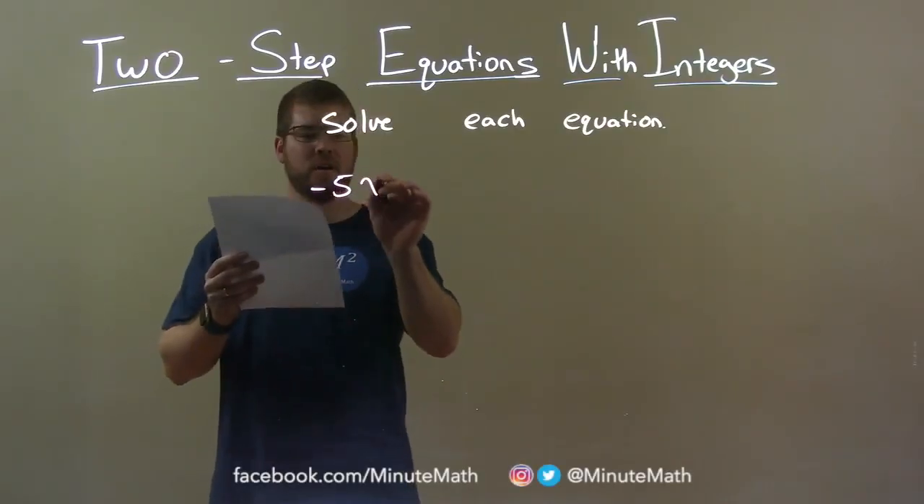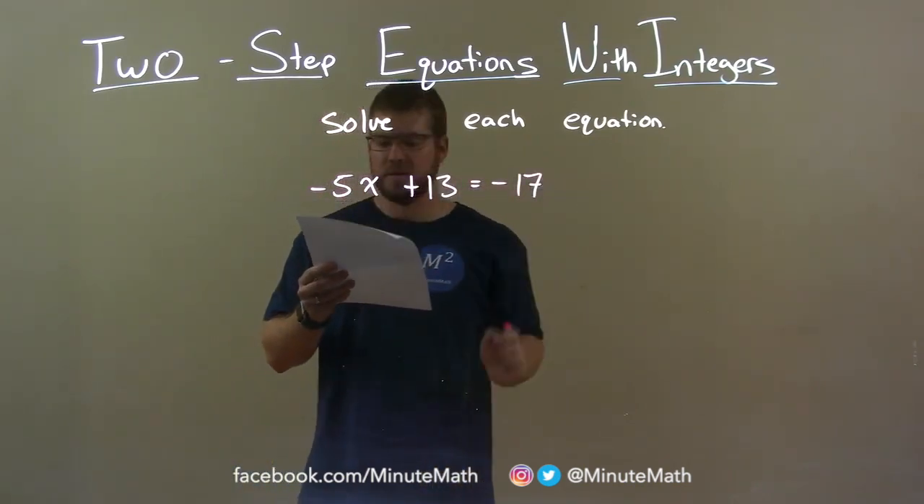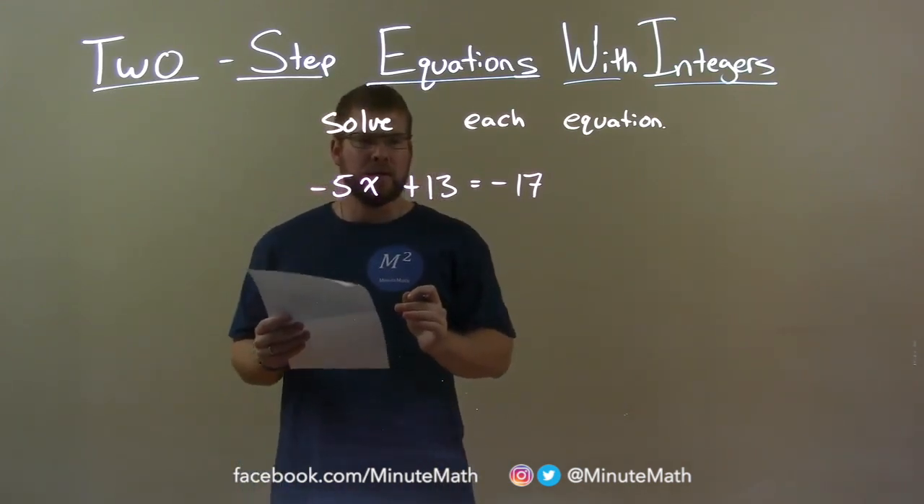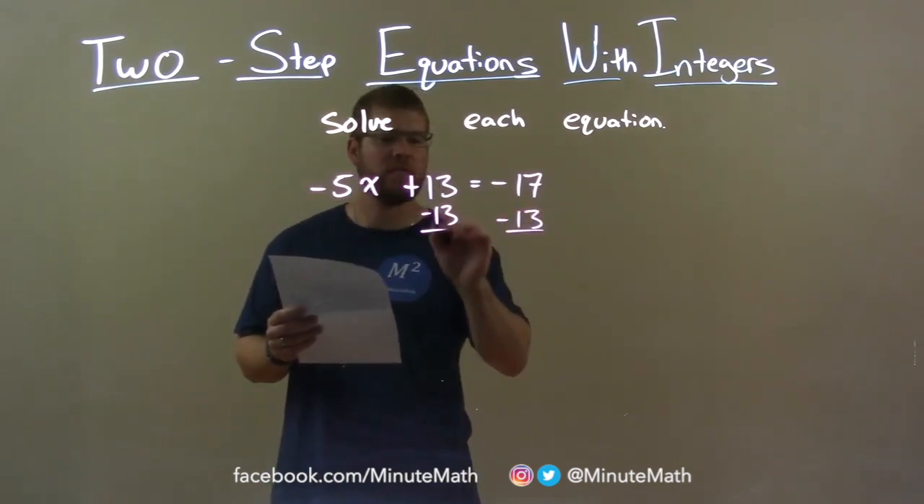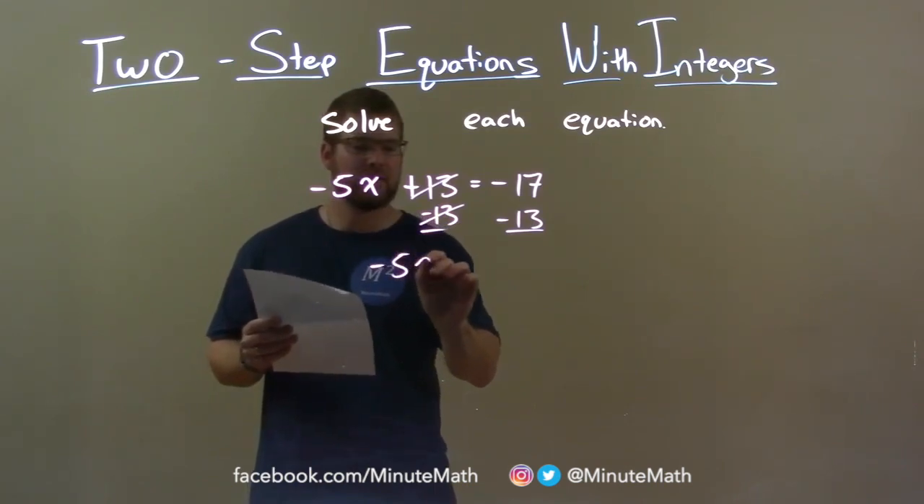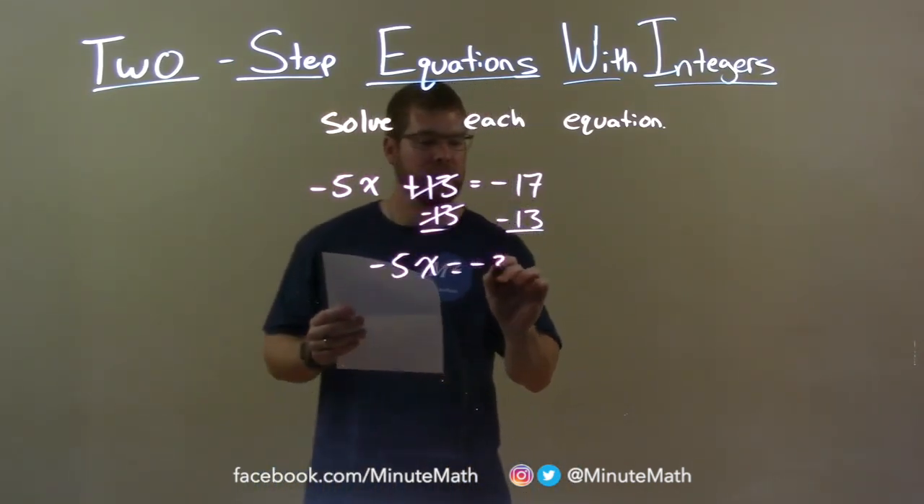Negative 5x plus 13 equals negative 17. All right. Well, the first step I want to do here is subtract 13 from both sides. Since we're adding a 13 there, if I subtract 13, it will eliminate that from the left. Negative 5x is what's left on the left, and negative 17 minus 13 is a negative 30.